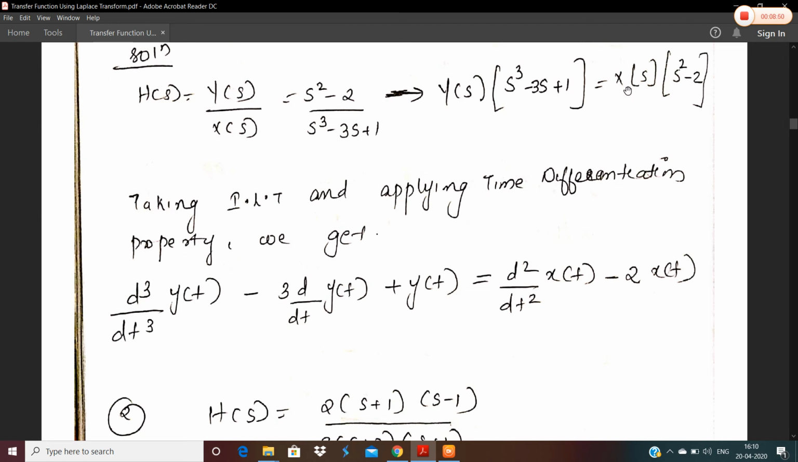And in this section, it is x of s into s square. The inverse Laplace transform of x of s is x of t, and of s square is d square by dt square, so this is d square by dt square of x of t, minus 2 into x of s. Its inverse Laplace transform is minus 2 into x of t.